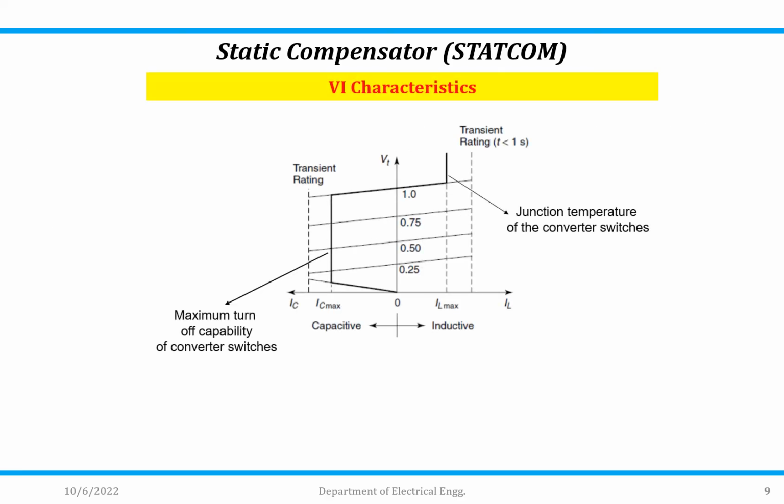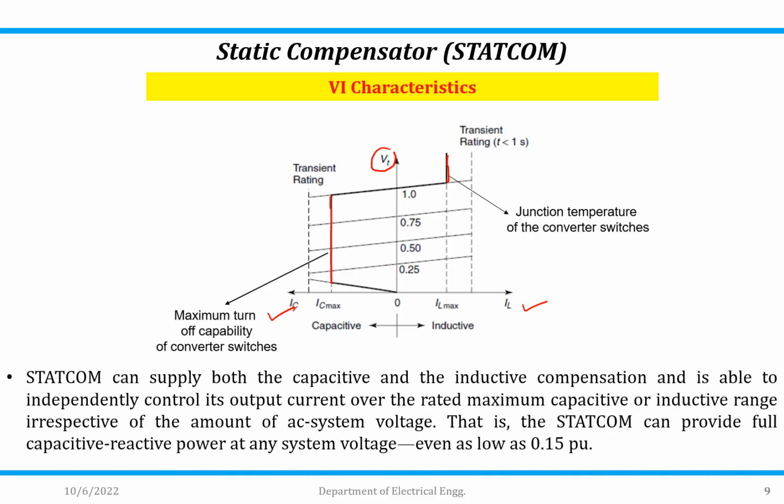Now let's have a look at the VI characteristic. This is the VI characteristic of the STATCOM. Here, this line indicates the maximum turn-off capability of the converter switches, and this line indicates the junction temperature of the converter switches. On the y-axis we have taken Vt, and on the x-axis we have the current, with both regions, the capacitive region and the inductive region. So the STATCOM can supply both capacitive and inductive compensation, and it is able to independently control its output current over the rated maximum capacitive or inductive range irrespective of the AC system voltage.